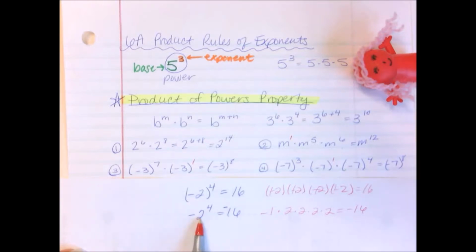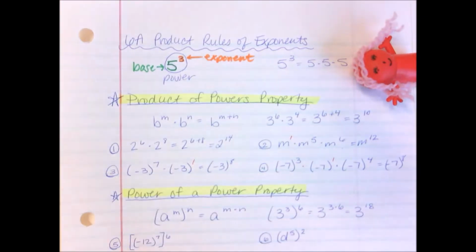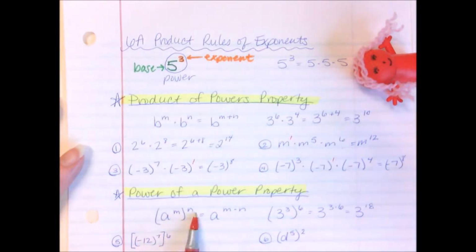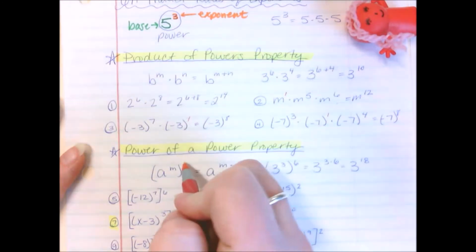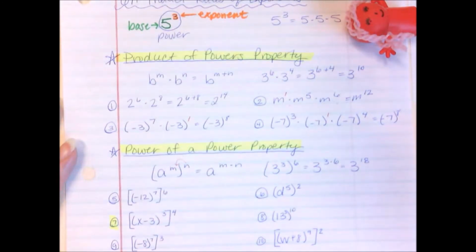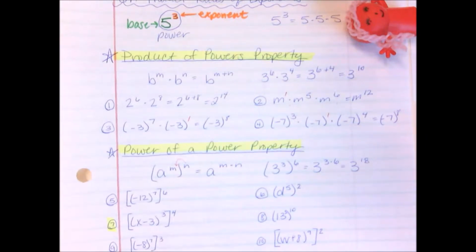The next set of properties we are looking at is power of a power property. These come when you have a to the m to the n, that is, you take a power to another power. And these come because you can multiply the powers together. So m times n, and then still keep your base of a. This is because you are taking the power to its own power.